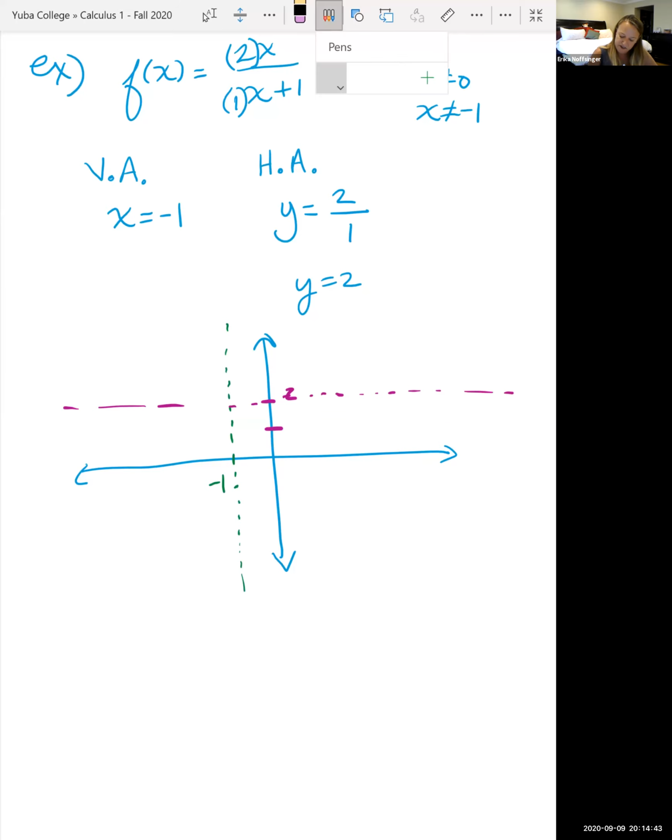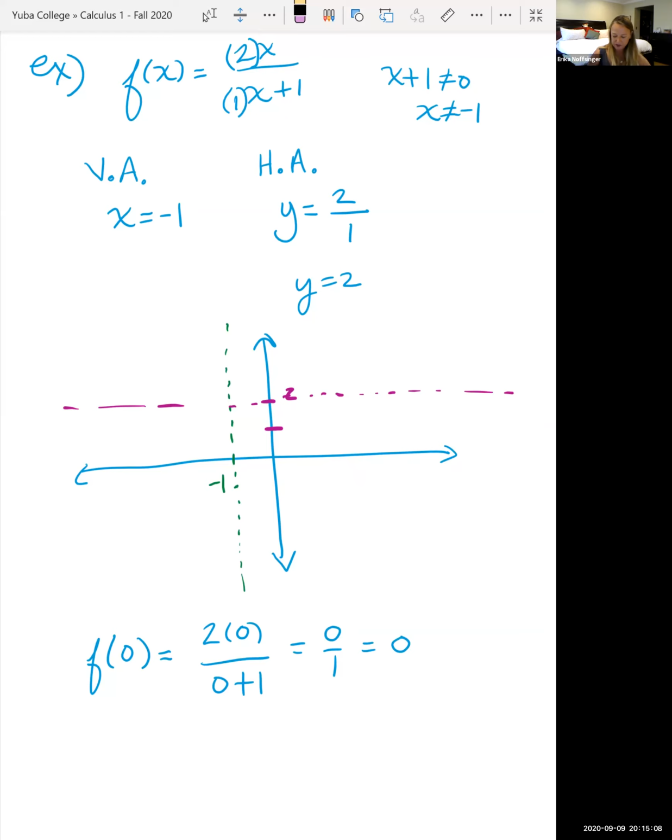I can figure out a couple more points if I wanted to. So let's figure out what our y-intercept is, if there is any. The y-intercept occurs when x is 0, so plug in 0 wherever you see an x in your function. We have 2 times 0 in our numerator, all over 0 plus 1, which gives us 0 over 1, which is 0. So it looks like I have a y-intercept at the point (0, 0), or at the origin.